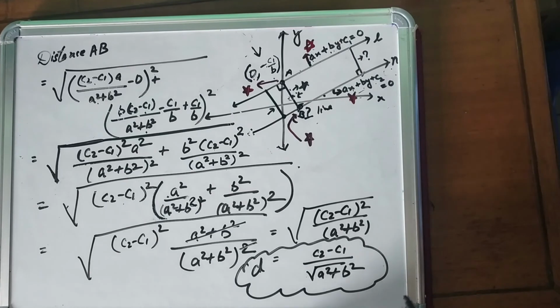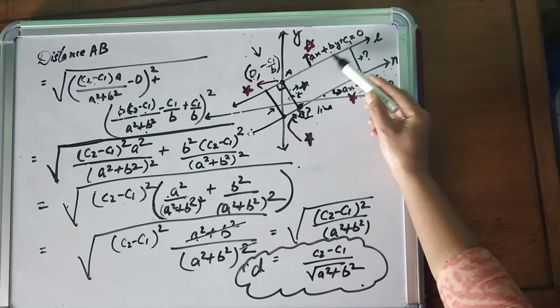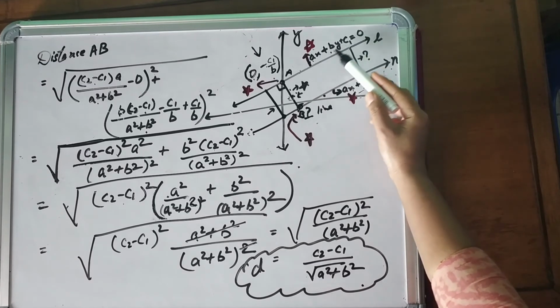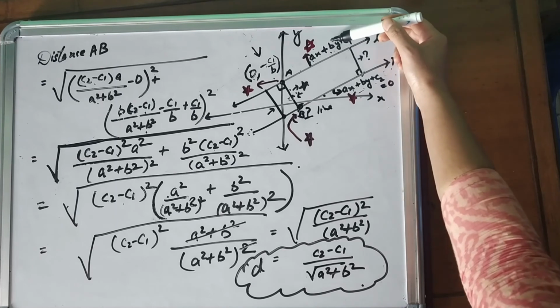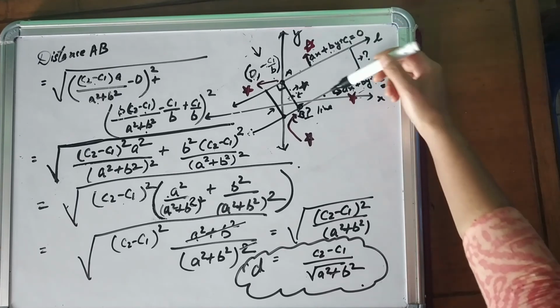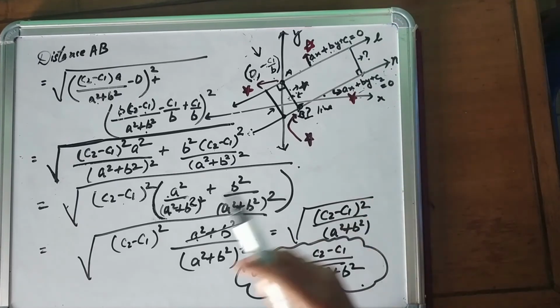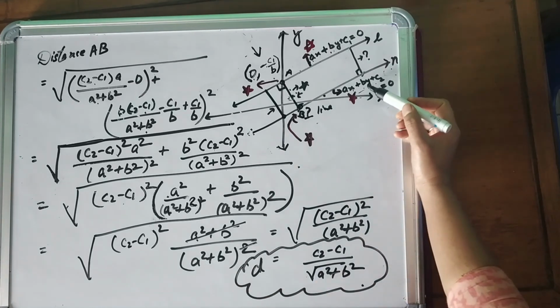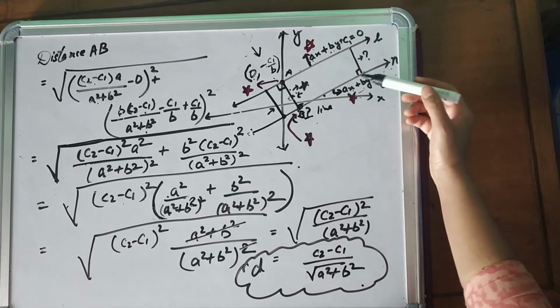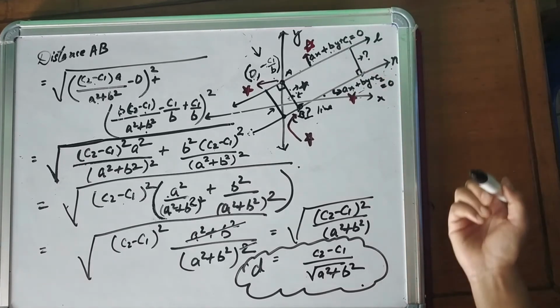Now, point to be noted here is this: whenever you have to apply this formula, both the equations should have same a value, both the equations should have same b value. If they are not same, first you have to make them same, as I made in the beginning of this video, and then you have to use those equations in which a's and b's are same.